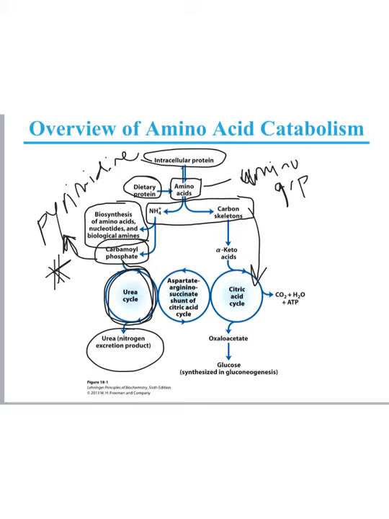Now you can see that these two cycles, the citric acid cycle and the urea cycle, are linked via this aspartate-argininosuccinate shunt. We're not going to spend a lot of time talking about this pathway in particular, but I think it's interesting to see that these two seemingly unrelated cycles, which you wouldn't think would have a connection, actually do. Through this shunt pathway, we can shuttle intermediates from the citric acid cycle to the urea cycle and vice versa.